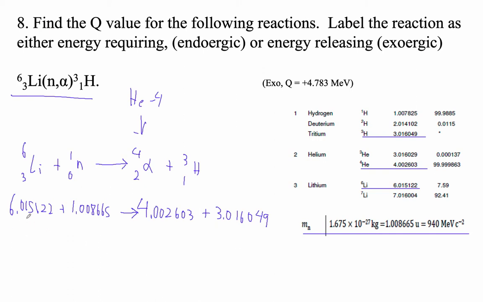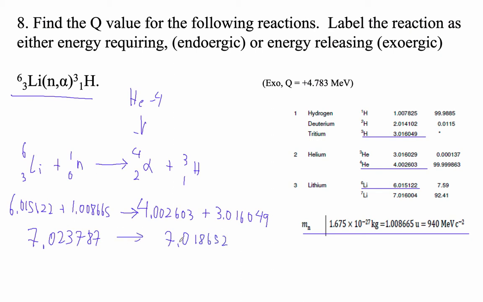Our total mass on this side is 6.015122 plus 1.008665, and the total mass on this side is 7.023787. And then let's look at the total mass on this side: 4.002603 plus 3.016049, and we've got 7.018652.